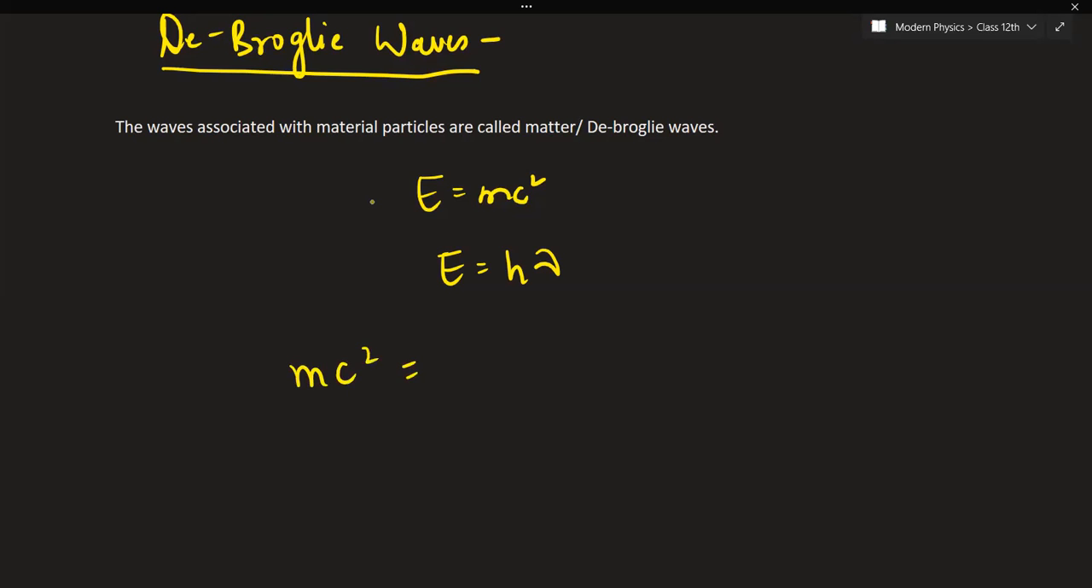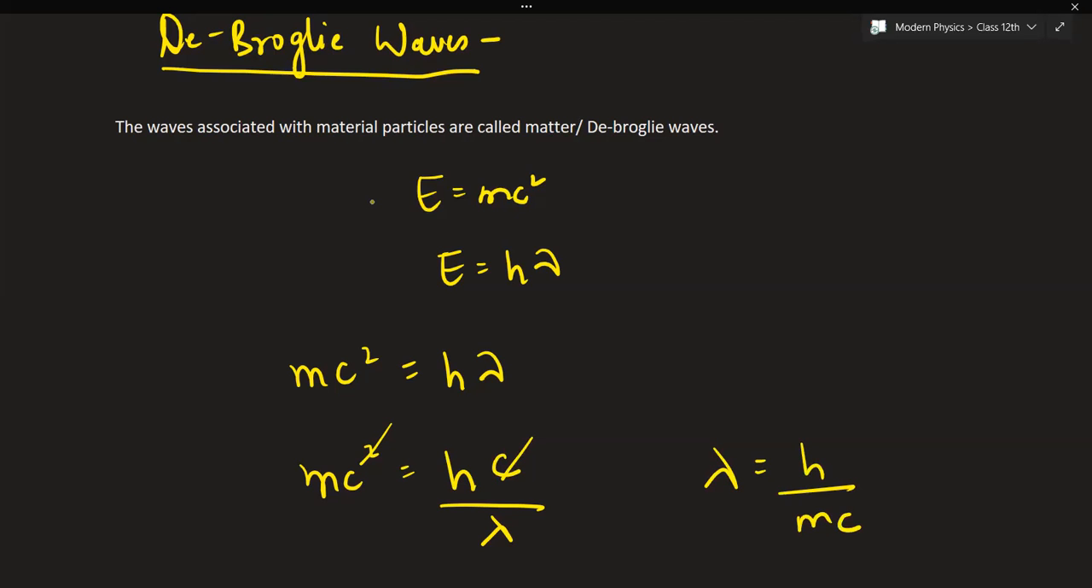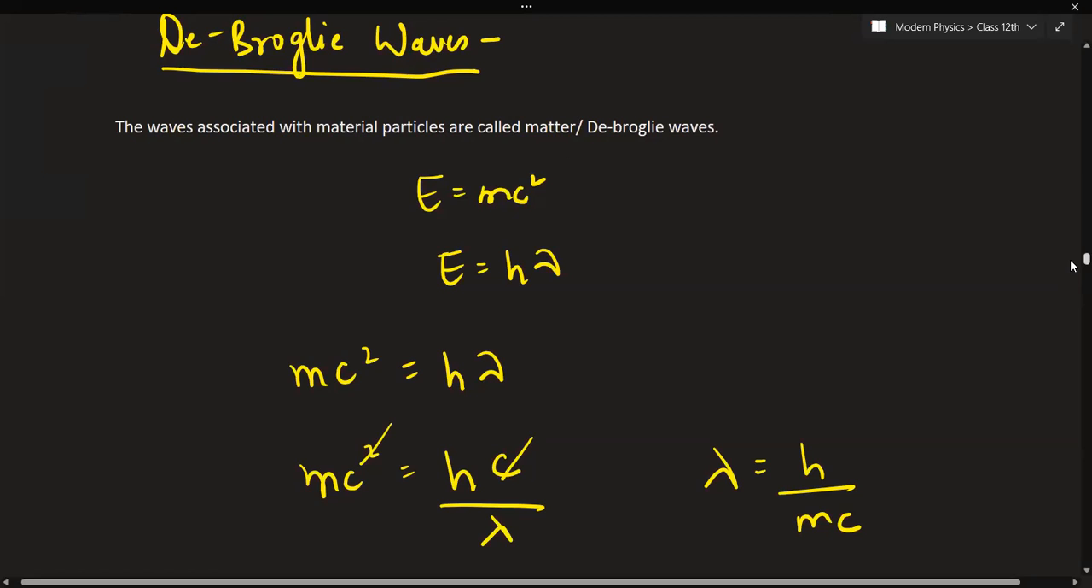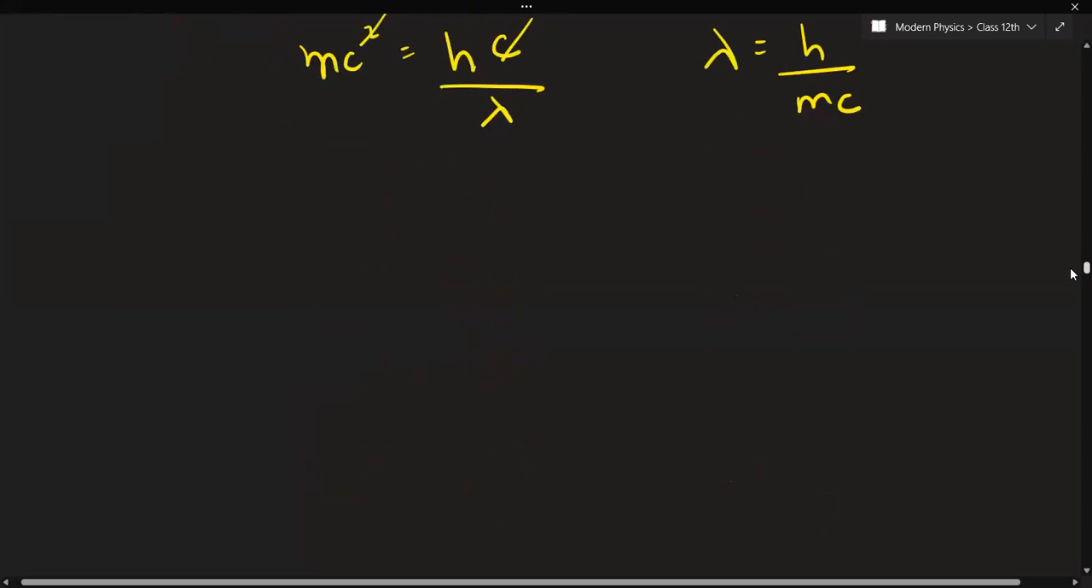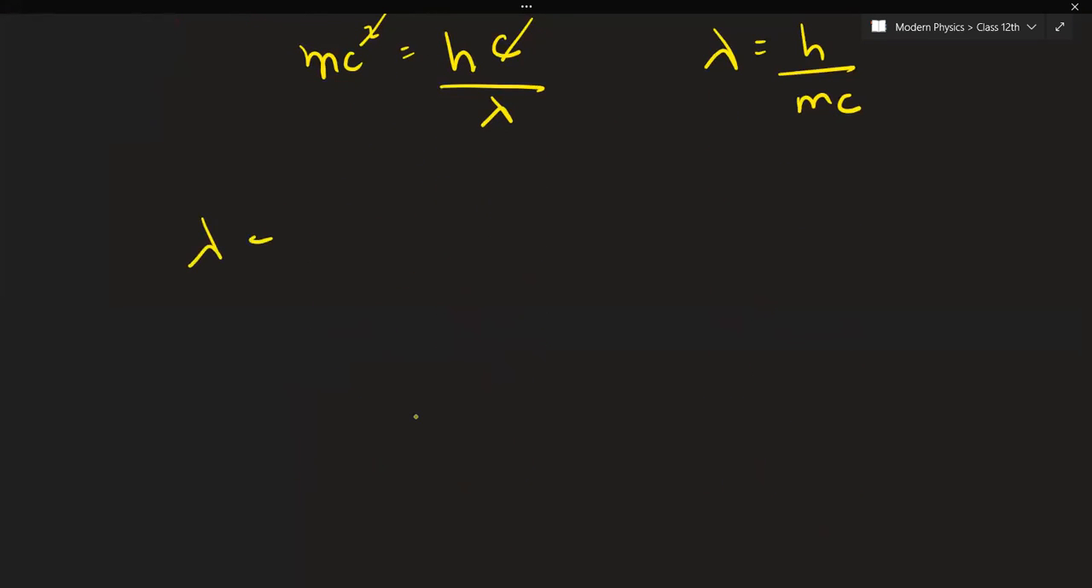mc square is equal to h nu, or write h c by lambda. See, this c gets cancelled. Lambda becomes h by mc. This is the formula, specifically for the speed of light. So de Broglie's wavelength can be written as h by mv also, with velocity for any other case as well. It is not necessarily applicable only for the speed of light; it can be applicable for any medium.